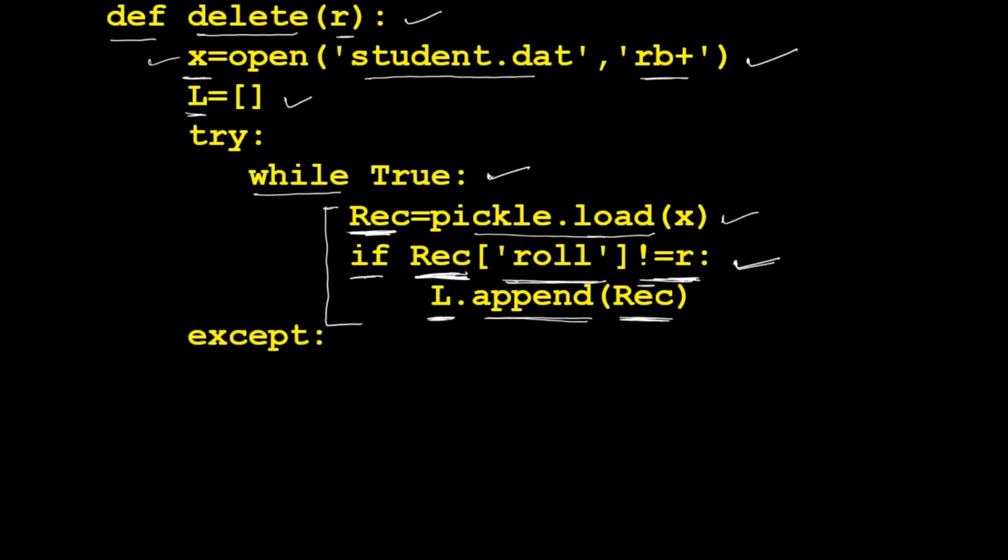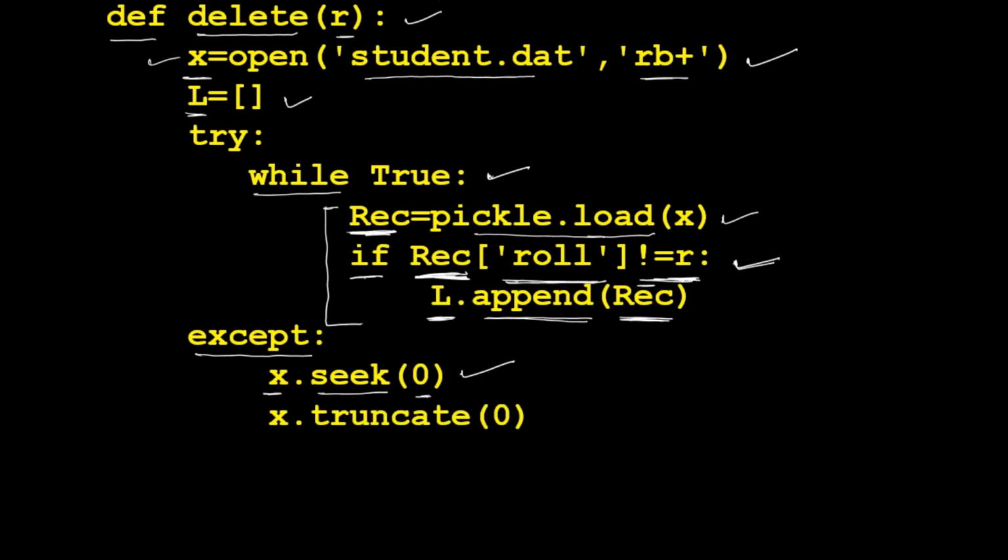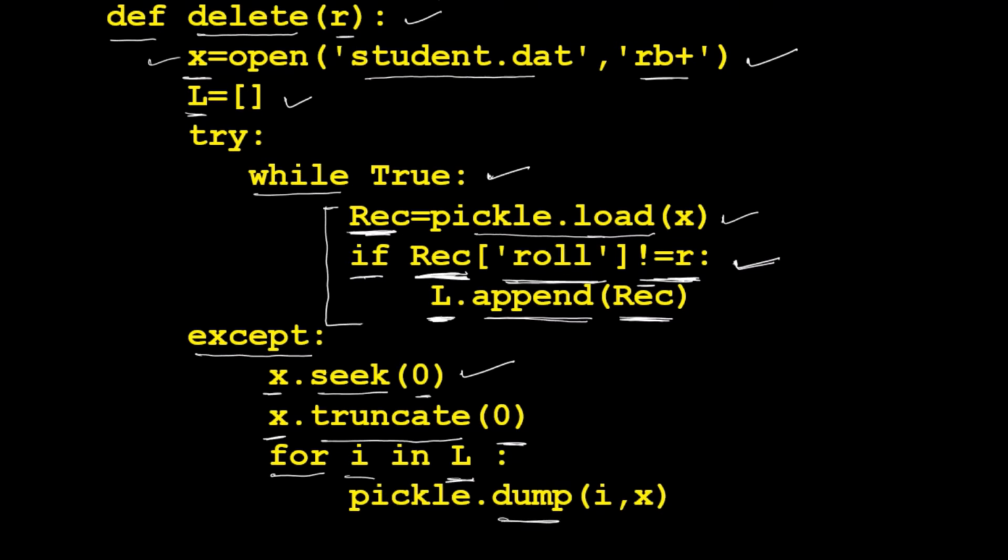Next, creating the except block, which will be executed when end of file is reached, and in the except block, placing the file pointer at the beginning of the file using the seek method as x.seek(0), truncating the file to zero length, that is destroying the pre-existing contents of the file, and then writing all the records which we have stored in the list L onto the file from the beginning of the file using a for loop as for i in L, and within the loop writing the value of i onto the file student.dat as pickle.dump(i, x).